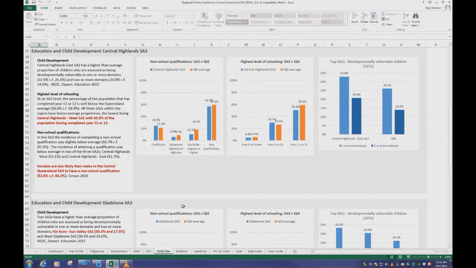In this section, we also show the highest level of schooling for the general population, and also the proportion who have completed non-school qualifications, such as a certificate, diploma, bachelor degree or higher.